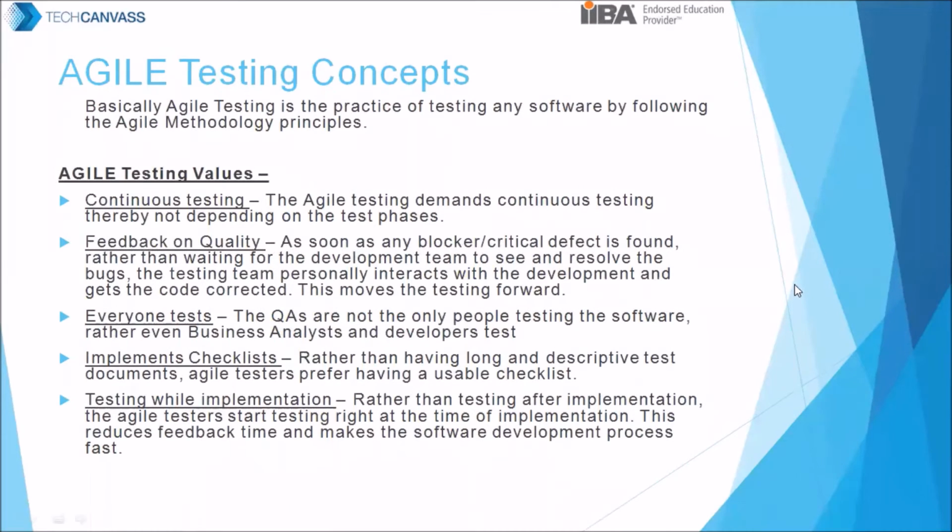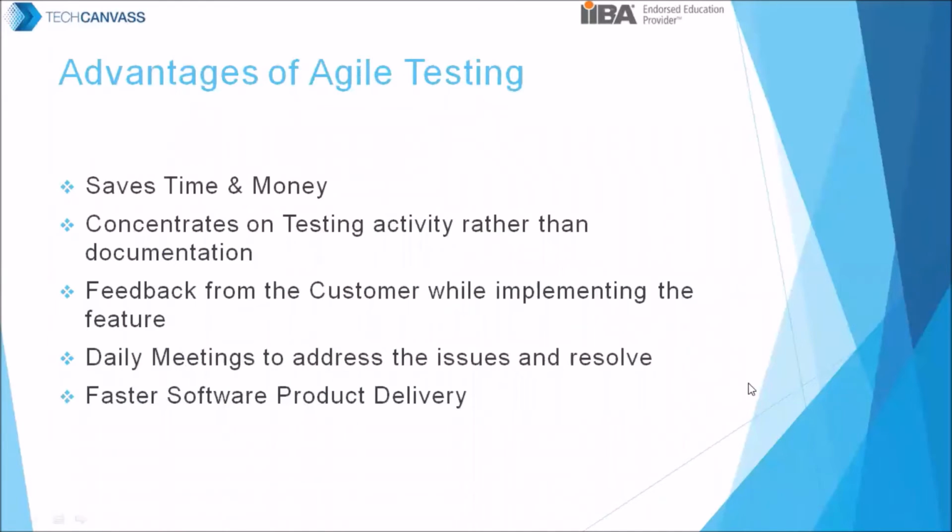Now we will go ahead. Advantages of agile testing. The first one is saves time and money. Obviously, yes, since we are testing while implementation is in progress, we save time, and since we are saving time, we are saving our resources, we are saving money as well. Had it been the case wherein I am getting the changes in the end, I will have to invest more money. Right? So here I am saving my time and money.